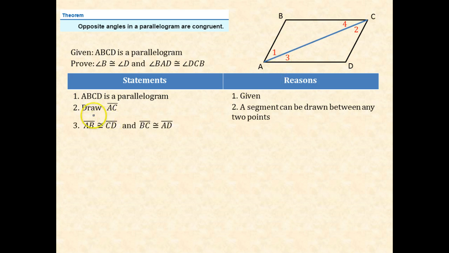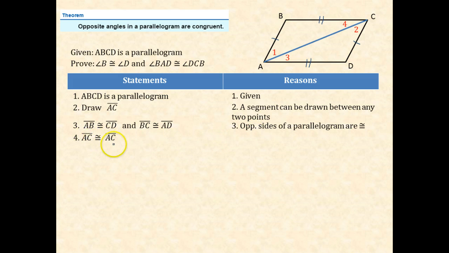The theorem we just proved tells us that segment AB is congruent to segment CD, and that segment BC is congruent to segment AD. So why do we know that? Because of that theorem that says opposite sides of a parallelogram are congruent.